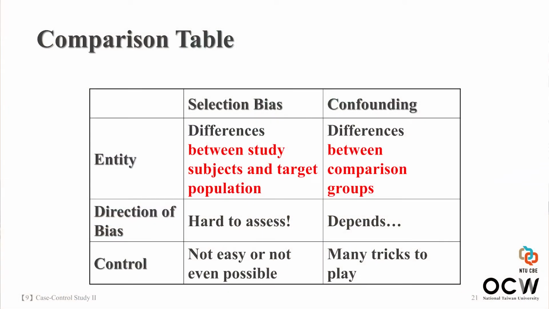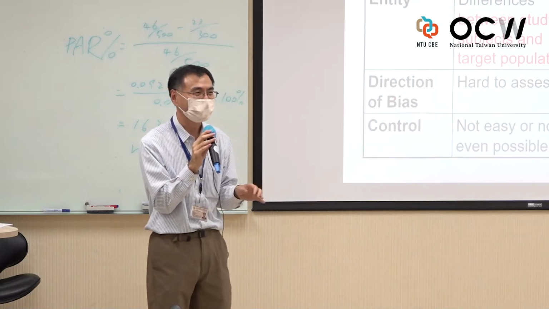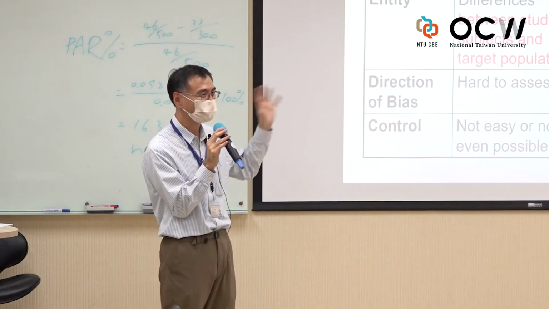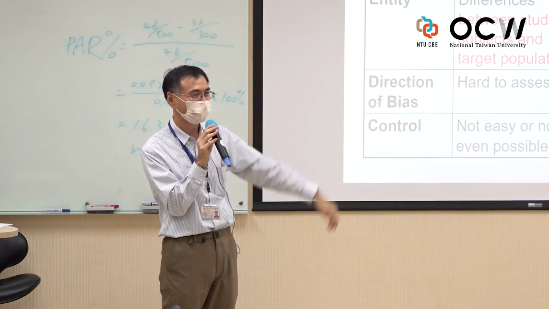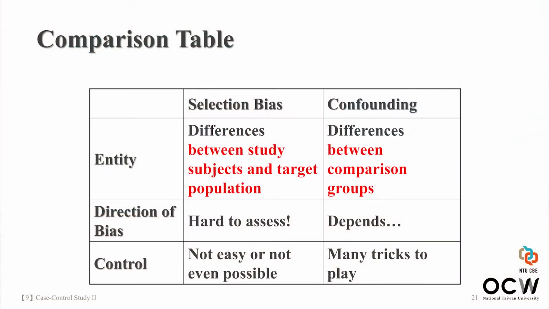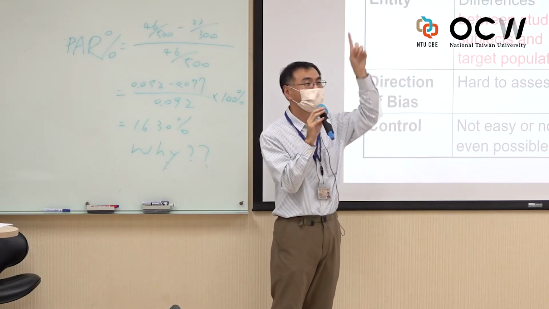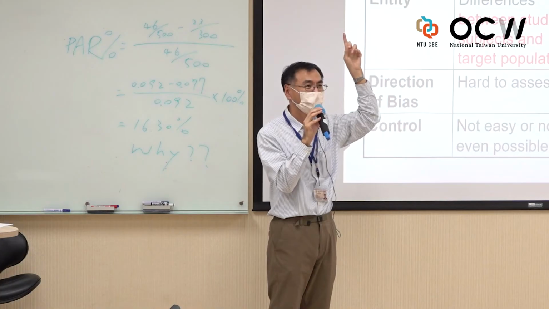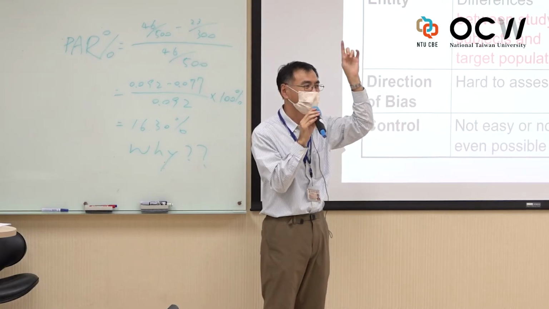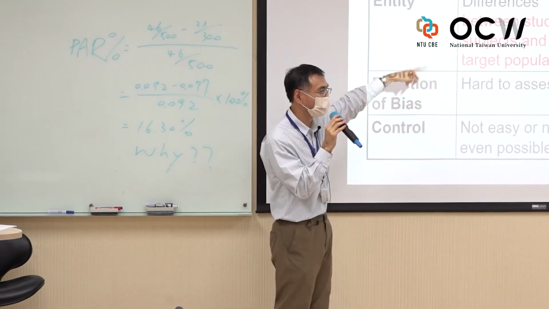So here's the table. It's top secret. It's not available in any textbook or anything on the internet. So even if you want to Google it, it's not available, okay? But believe me, this will be very helpful for you to discriminate selection bias and confounding, okay? First of all, the essence of selection bias is the difference between the study subjects and the target population. The study sample you have is different from the target population, where you are going to generalize your study results to. There's a gap there.